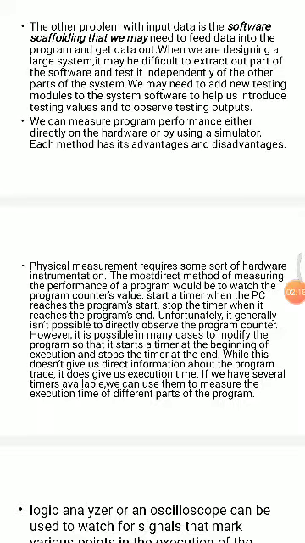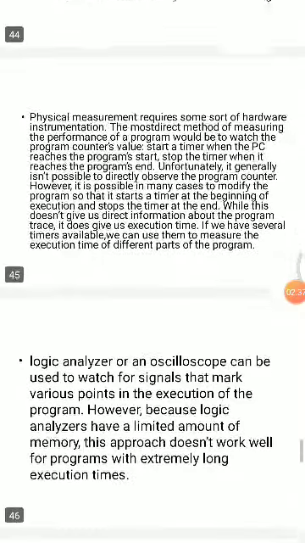However, it is possible in many cases to modify the program so that it starts a timer at the beginning of execution and stops the timer at the end. While this does not give us direct information about the program trace, it does give the execution time. If we have several timers available, we can use them to measure the execution time of different parts of the program.